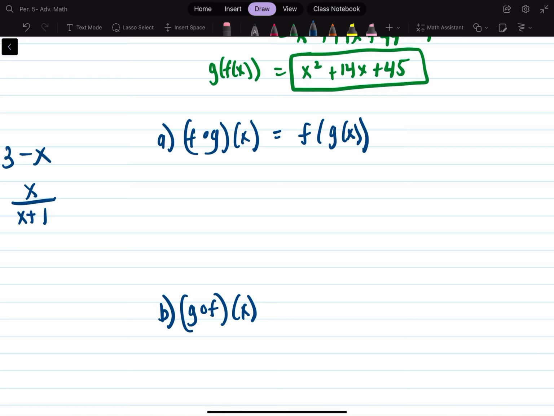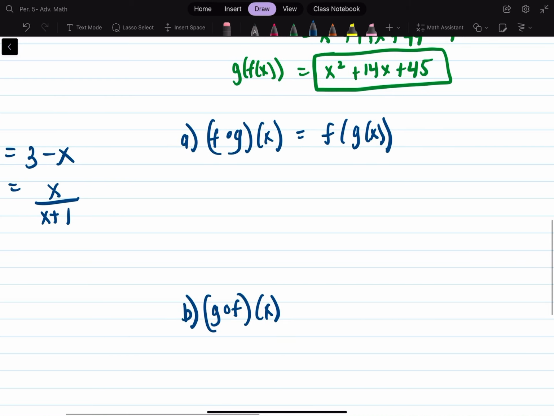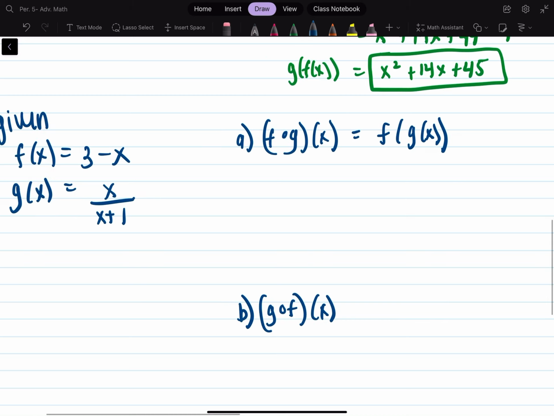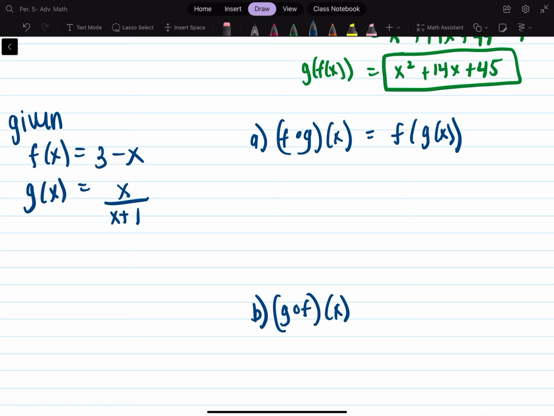Let's go ahead and find the composition here. So I am going to start off by copying down my f of x function, but rather than just substituting in x, I am going to substitute in g of x. So this will be equal to 3 minus, rather than writing x, I am going to substitute in what I know g of x is equal to, which in this case is x over x plus 1.